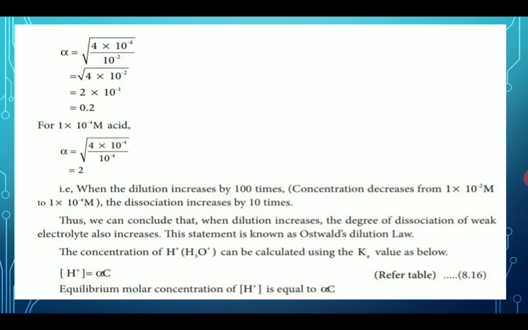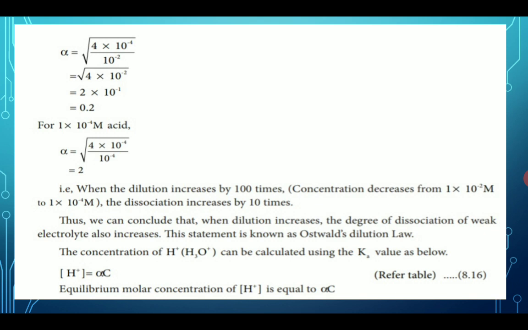Please remember, when the dilution increases by 100 times, the dissociation increases by 10 times. So this is the proportion. Remember, this is an objective type question. So we can conclude that when dilution increases, the degree of dissociation of a weak acid electrolyte also increases. This statement is known as Ostwald's dilution law. So both are increasing. Dilution increases, the degree of dissociation of a weak electrolyte also increases.